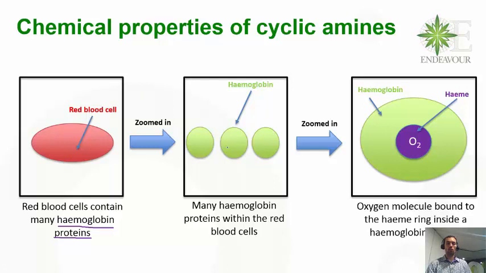We need the hemoglobin protein within those red blood cells to bind to the heme, and we need the heme to bind to the oxygen. So if any one of these pieces was missing, the whole process wouldn't work. If you took away the red blood cell, there'd be no hemoglobin or heme. If you took away the heme, there'd be no oxygen binding capacity of hemoglobin. So all of these structures are absolutely essential to oxygen transport.